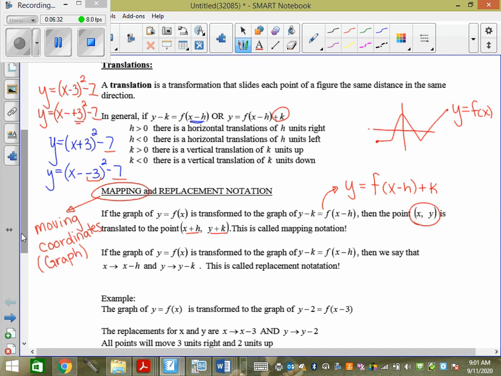And then there's replacement notation. Replacement notation is when you say what you're going to replace the x with. So the original function is this, y equals f of x, right? They're going to say, okay, I'm going to take this x here, I'm going to huck it behind my head, and I'm going to replace it with x plus h. So I go here, I huck the x out, and I replace it with x plus h. That's what replacement notation is. Then here, I'm going to go to my y, and I'm going to replace it with y minus k over here.